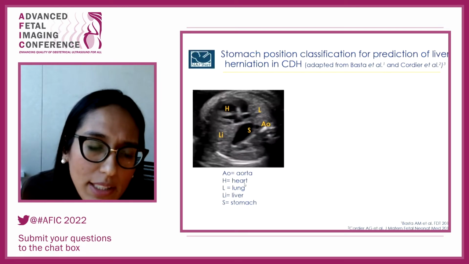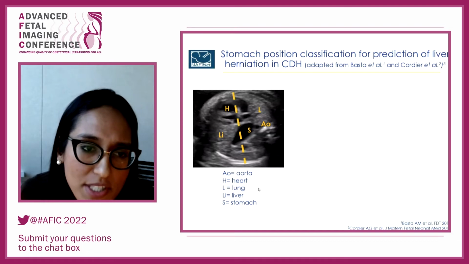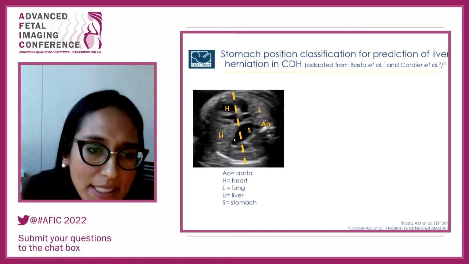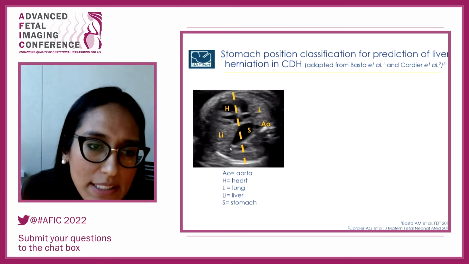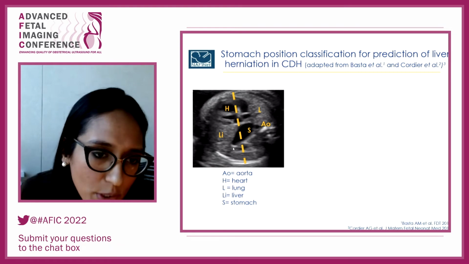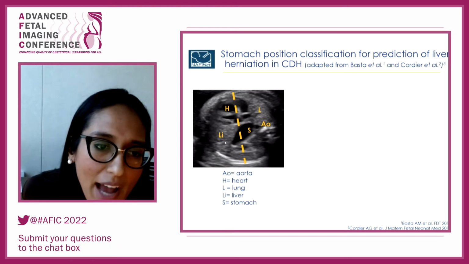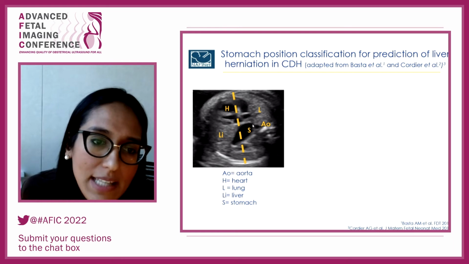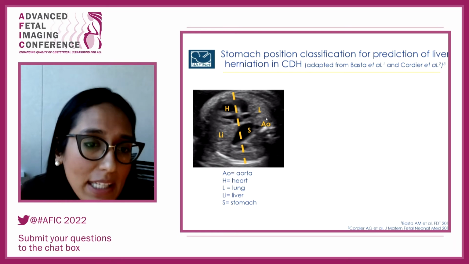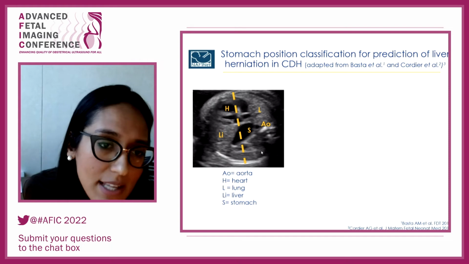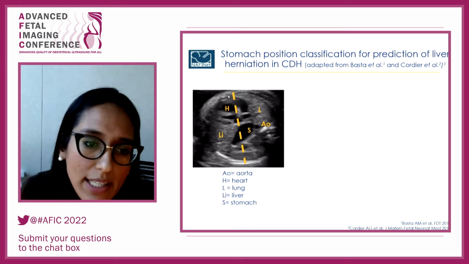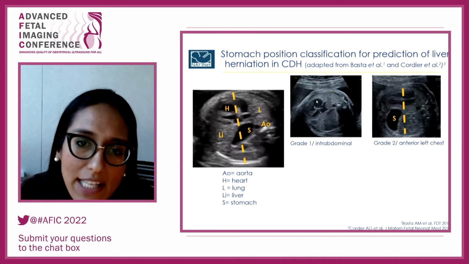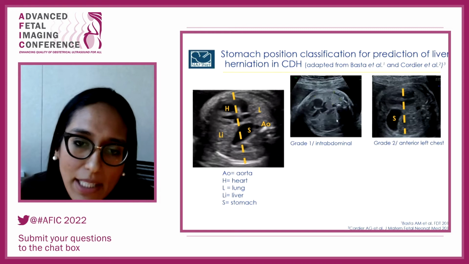We also looked at and published a standardized assessment for stomach position as well, because stomach position is actually an easier tool to assess liver herniation. The more liver you have in the chest, the more you see the stomach moving further back into the fetal chest. So if you draw a line at the atrioventricular valves as a reference point, you'll see the stomach relative to that.